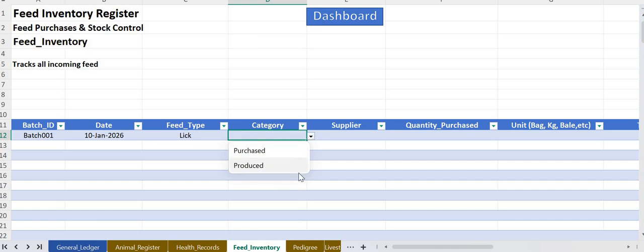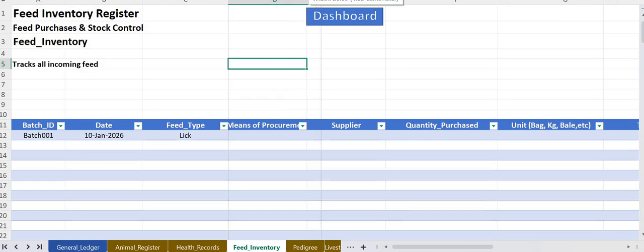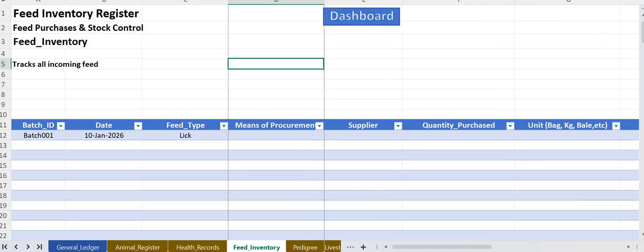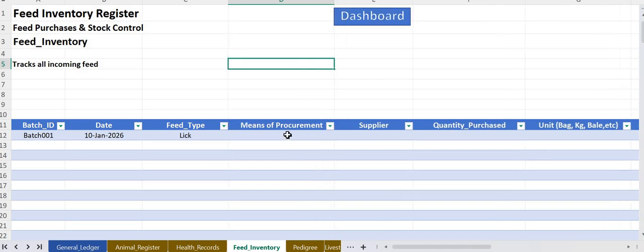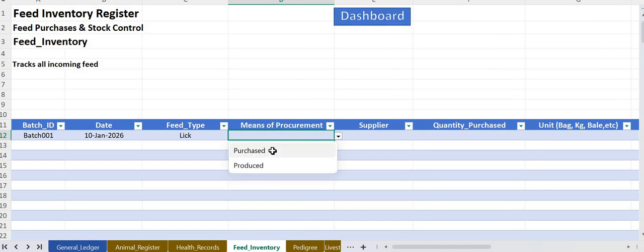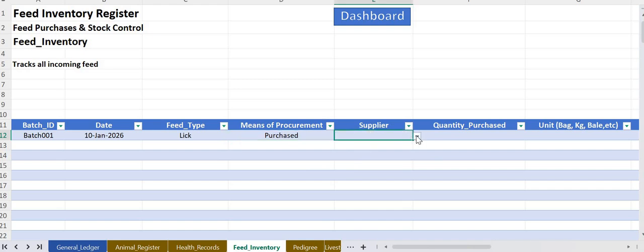Maybe we shouldn't say category. Maybe this should say means of procurement. Yeah, not category. Category for who? All right. So let's say the means of procurement is it was purchased, it was not produced. All right. So since it was purchased, from whom was it purchased?